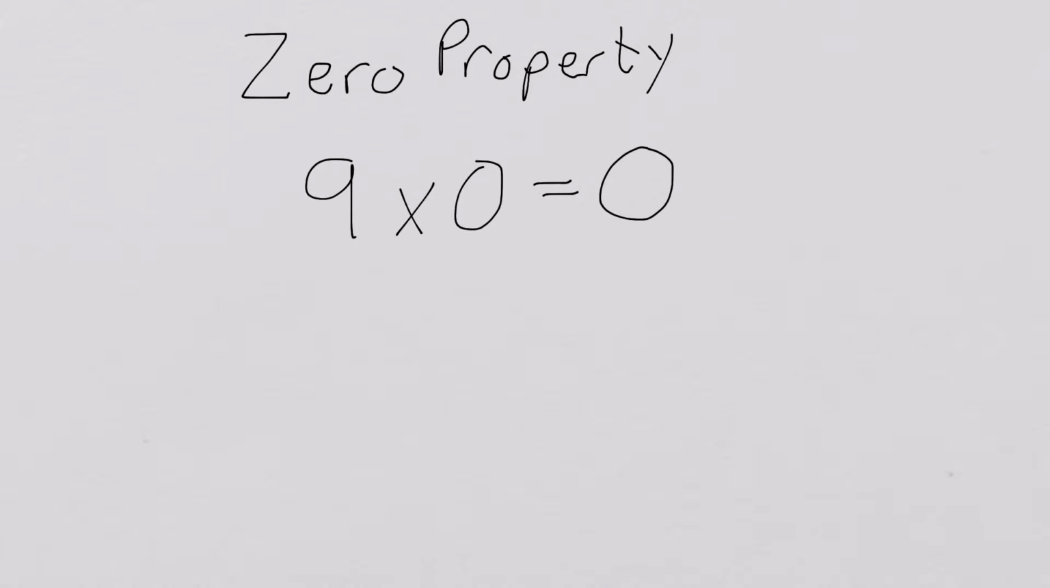If we have something such as this, 5 times 2 is not an example of the zero property because we do not have 0 anywhere as one of our factors. And our product is not 0. Our product here would be 10. So zero property, any number times 0 is 0.